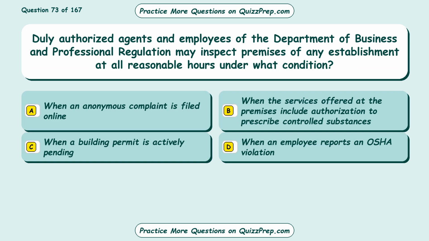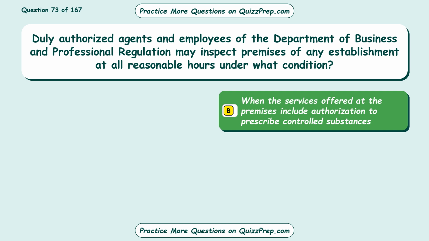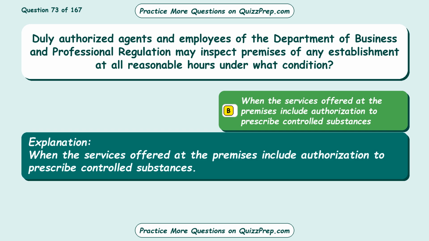Question 73. Duly authorized agents and employees of the Department of Business and Professional Regulation may inspect premises of any establishment at all reasonable hours under what condition? Option A, when an anonymous complaint is filed online. Option B, when the services offered at the premises include authorization to prescribe controlled substances. Option C, when a building permit is actively pending. Option D, when an employee reports an OSHA violation. The correct answer is option B.